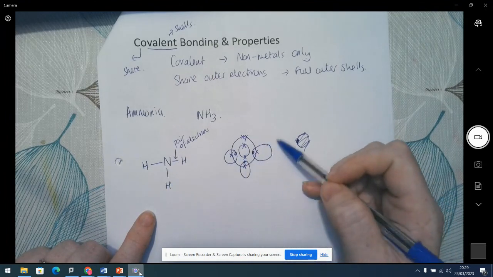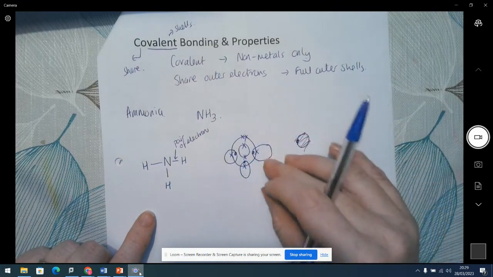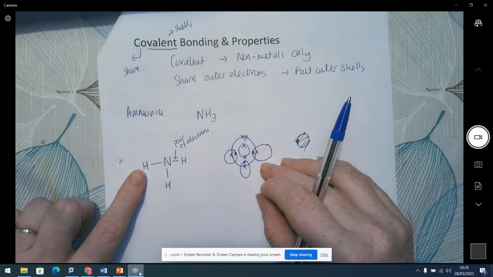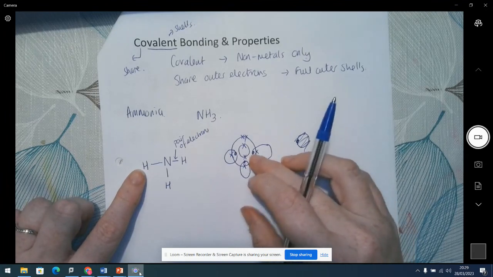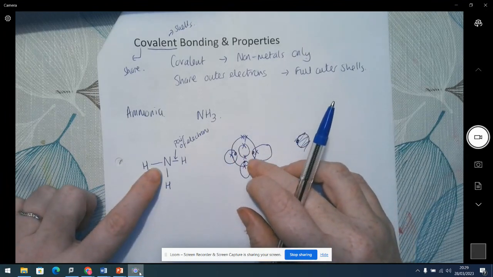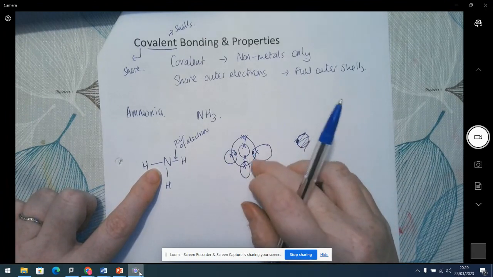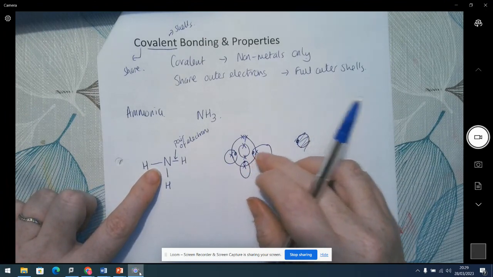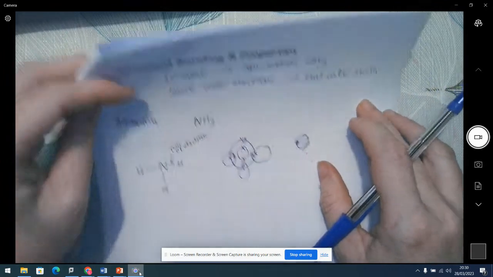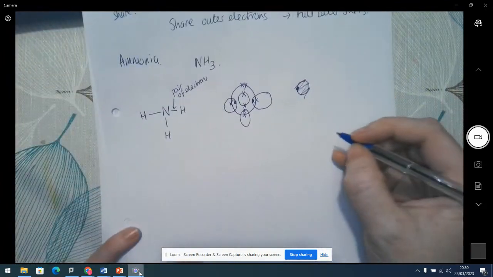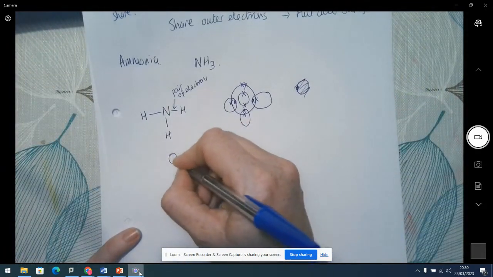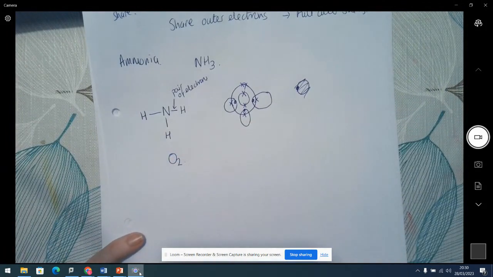I've seen exam questions where they give you the bonding diagram like so, and you're expected to draw the diagram. So just be aware that each line is where you have a pair. So if I had two pairs there, like I would have, for example, in oxygen. So I'm going to look at oxygen now. Oxygen, as like most non-metals, is diatomic, so it comes in pairs.